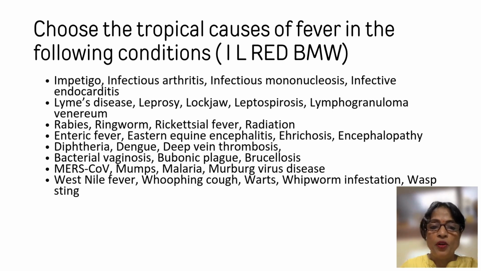So here, impetigo, infectious arthritis, infectious mononucleosis, infective endocarditis. In L, you have Lyme's disease, leprosy, lockjaw, leptospirosis, lymphogranuloma venereum. In R, we have rabies, ringworm, rickettsial fever, and radiation. And then in E, you have enteric fever, eastern equine encephalitis, ehrlichiosis, encephalopathy. And in D, you have diphtheria, dengue, deep vein thrombosis. And in B, you have bacterial vaginosis, bubonic plague, and brucellosis. And M, we have MERS CoV, mumps, malaria, Marburg virus disease. Then in W, we have West Nile fever, whooping cough, wart, whipworm infestation, and wasp sting.